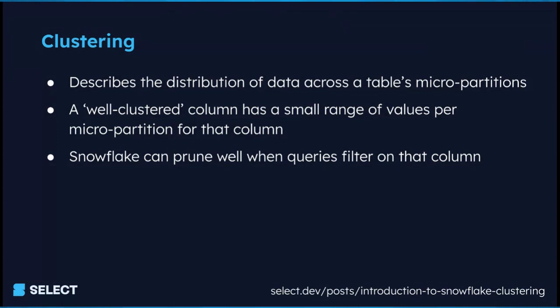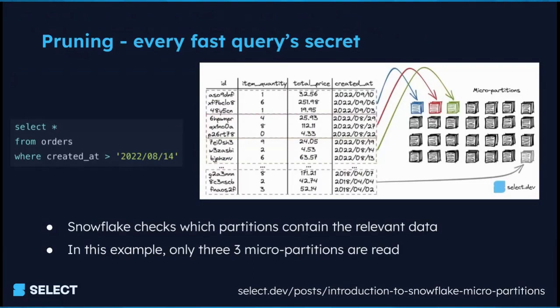But what is clustering in our words? It describes the distribution of data across a table's micro-partitions. So we would say that a table is well clustered on a column, because that's important to remember: you're going to get well clustered on one or some subset of columns. You're never going to be able to group together the same rows on all dimensions, on all attributes. It's just not possible unless everything was perfectly correlated.